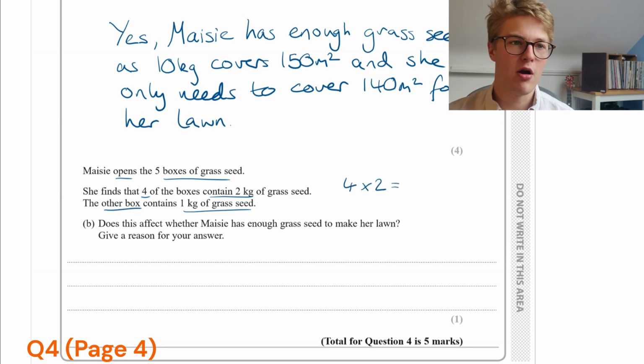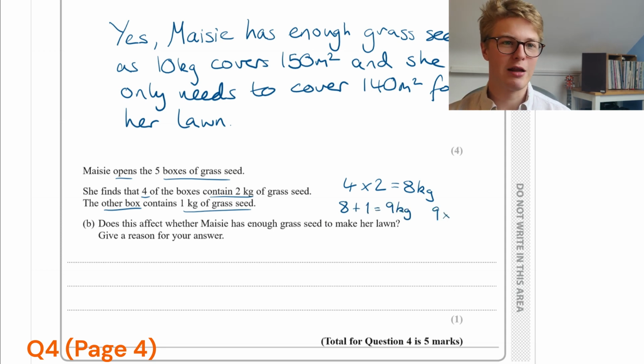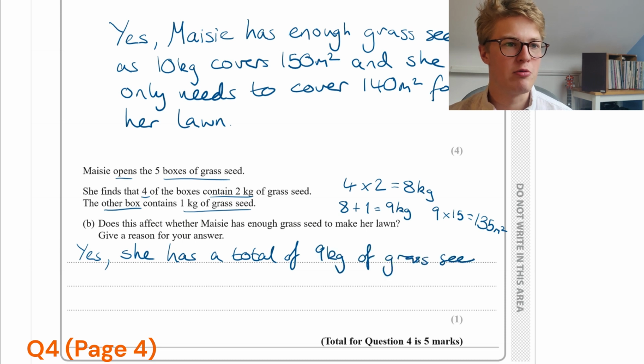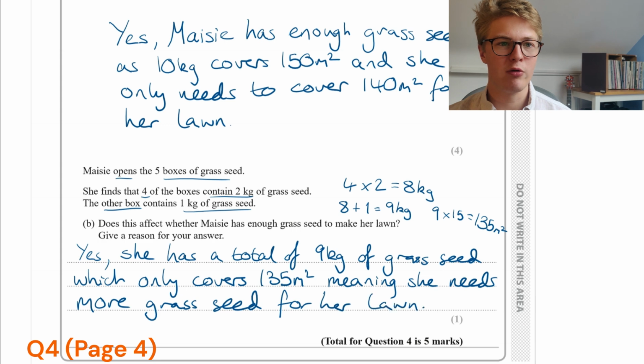So if we have 4 grass seed boxes of 2 kilograms, that is 8 kilograms, and we have 1 extra kilogram in that final box, so we have 9 kilograms in total. This covers 135 meters squared of grass. The answer therefore is yes, she has a total of 9 kilograms of grass seed, which only covers 135 meters squared, meaning she needs more grass seed for her lawn, as she wants to make 140 meters squared of grass.